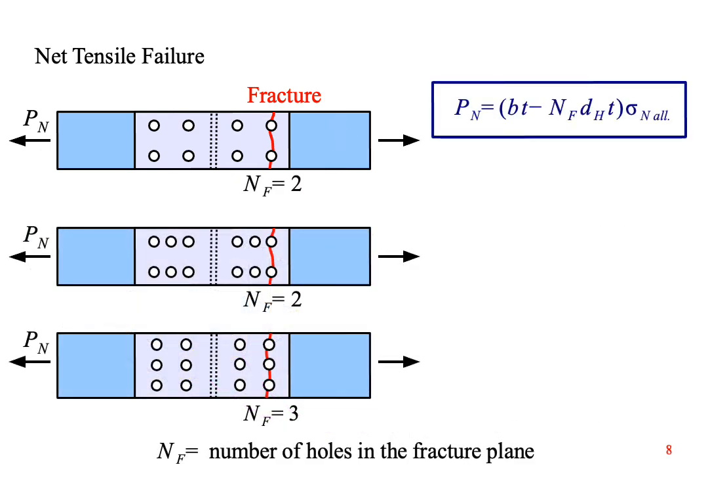The variable n sub f is the number of holes in the fracture plane. The easiest way to find n sub f is to draw an imaginary fracture through the holes. All you have to do is count the holes. The joint can support a load equal to the net cross-sectional area of the plate times the allowable stress.